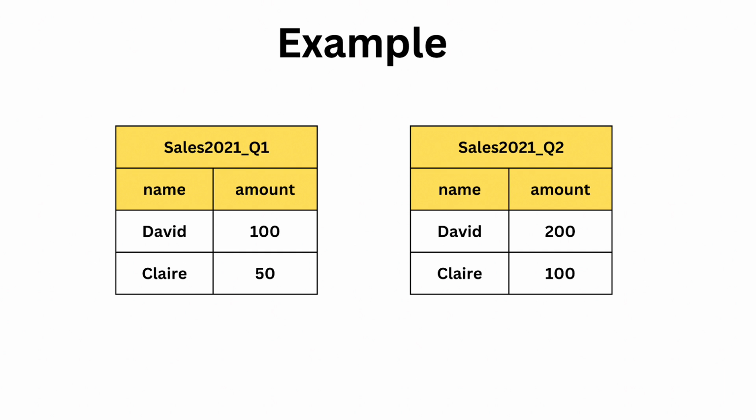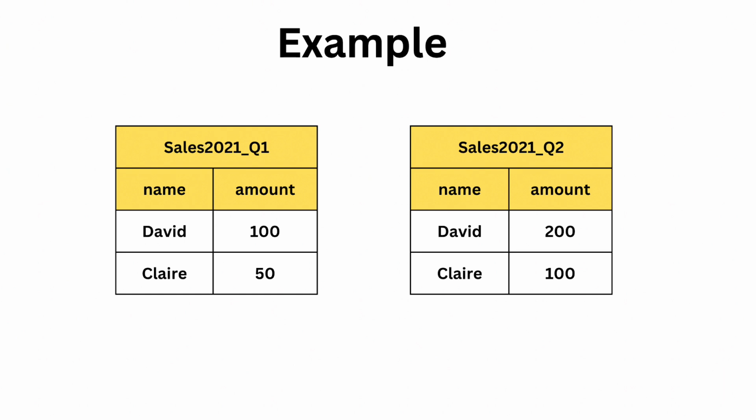So let's imagine we have these two example tables, and what we're doing is organizing the sales per year, per quarter. I have one table with my first quarter sales for the year 2021, where David sold 100 and Claire sold 50. Then I have another table storing my results from the second quarter. Again, David has now sold 200 and Claire has now sold 100.